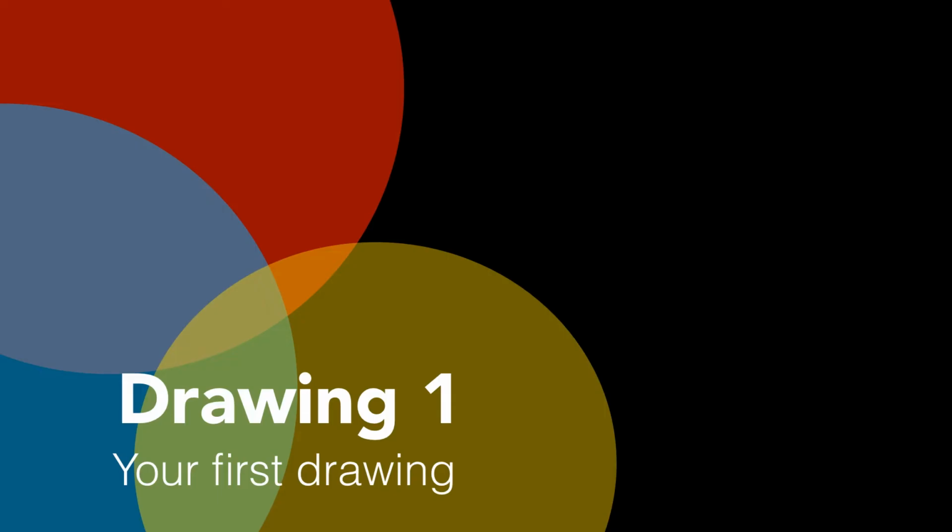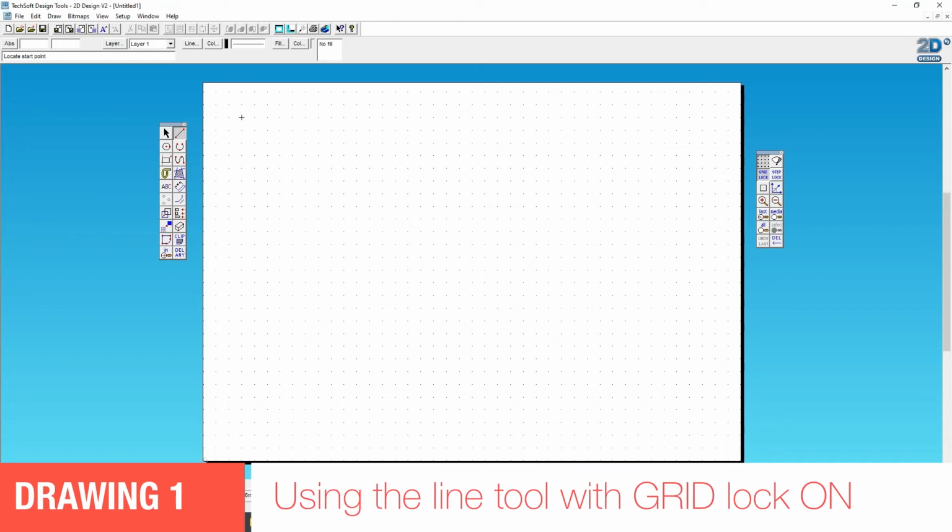You are now going to create your first drawing. First, start by drawing two lines at 90 degrees to each other using the grid lock function. Your lines will follow the dots on the screen and will lock to them.